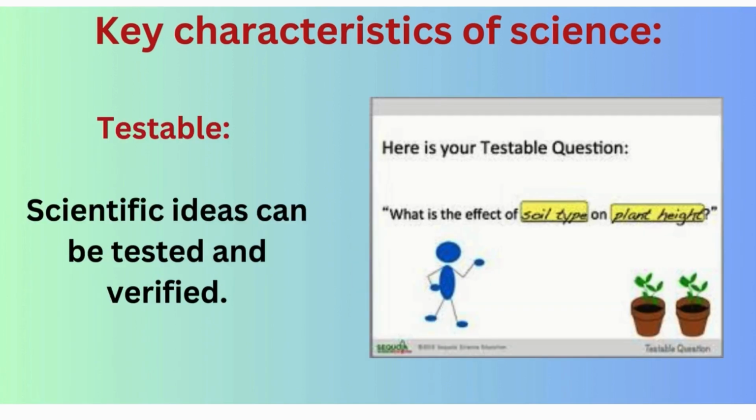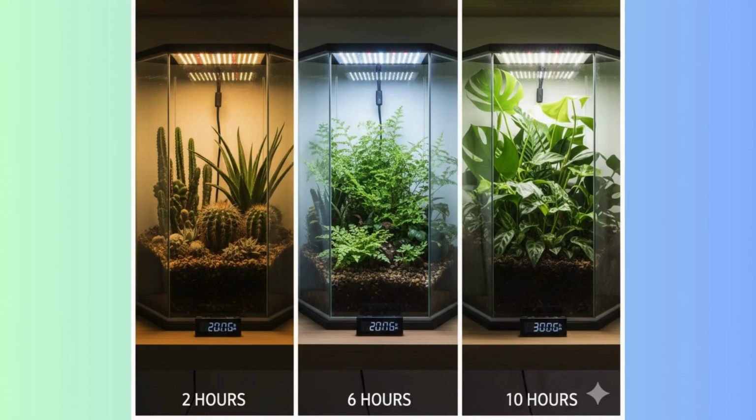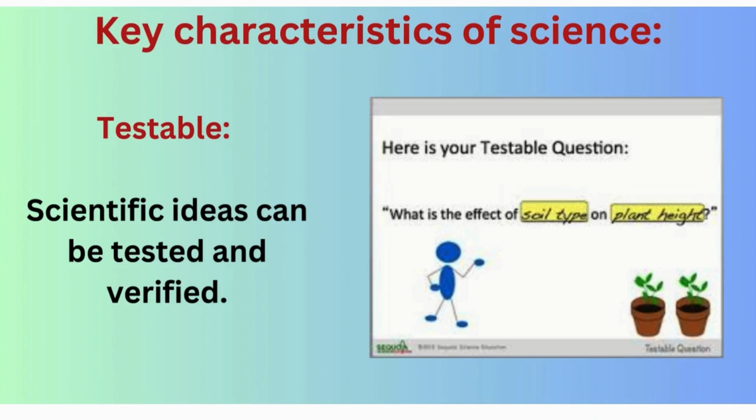The second one is the testable test. It shows that scientific ideas can be tested and verified. This could be explained with an example: when we place plants in three different conditions, for example the amount of light the plant receives in three different timings, 2 hours, 6 hours, and 10 hours per day. It shows that the ideas can first be tested and then verified.